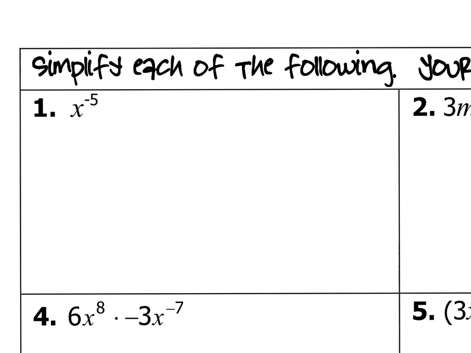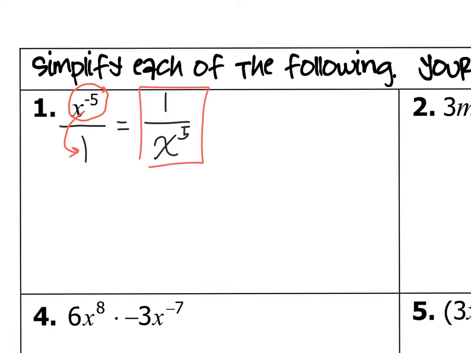So looking at number 1, remember, this is x to the negative fifth power over 1. So what I'm going to do is use that rule and flip the base to the other side, and our exponent becomes positive. So I'm going to get x to the fifth power, and there's nothing else on the numerator except for 1. So what I did was I took the base of x and the negative 5 exponent and flipped it and placed it on the bottom. So here is our answer, 1 over x to the fifth power.